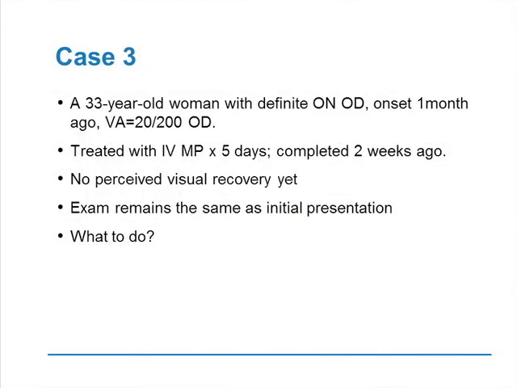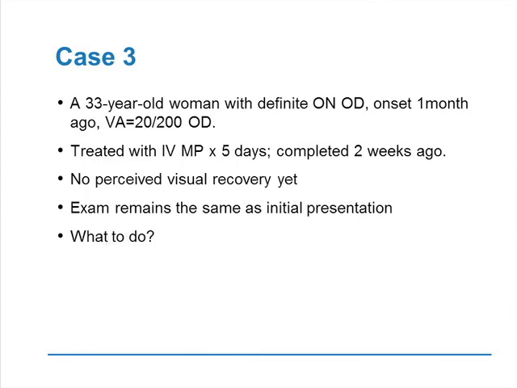Let's then consider our last case. This is a 33-year-old woman with definite optic neuritis in the right eye, onset 1 month prior to when you see her, and her visual acuity is 20/200 in the right eye. Again, this is 1 month after she experienced onset of this optic neuritis. Her visual acuity is still pretty bad in that eye.